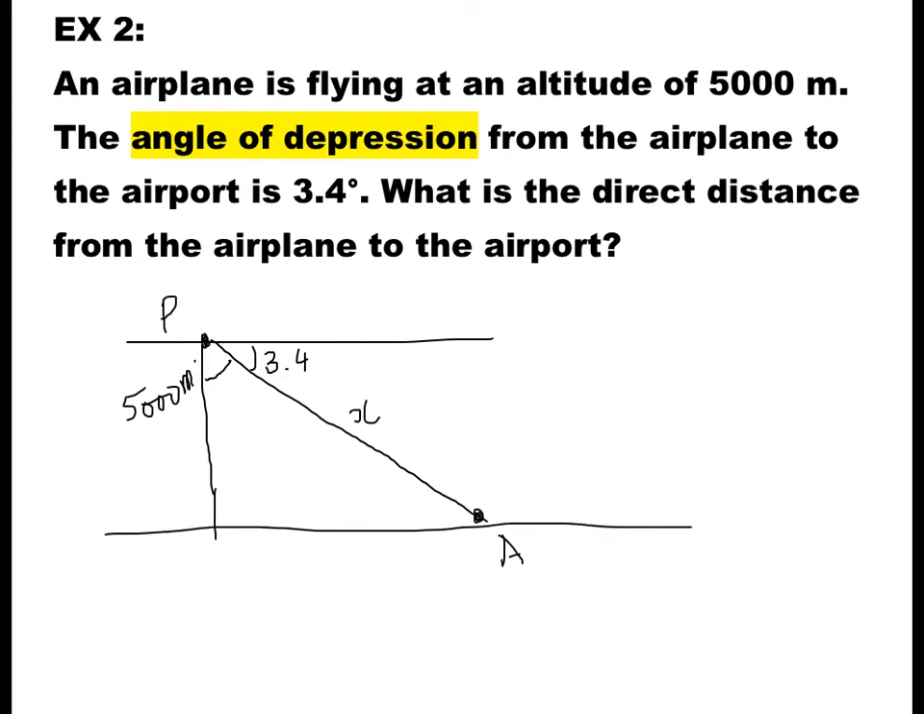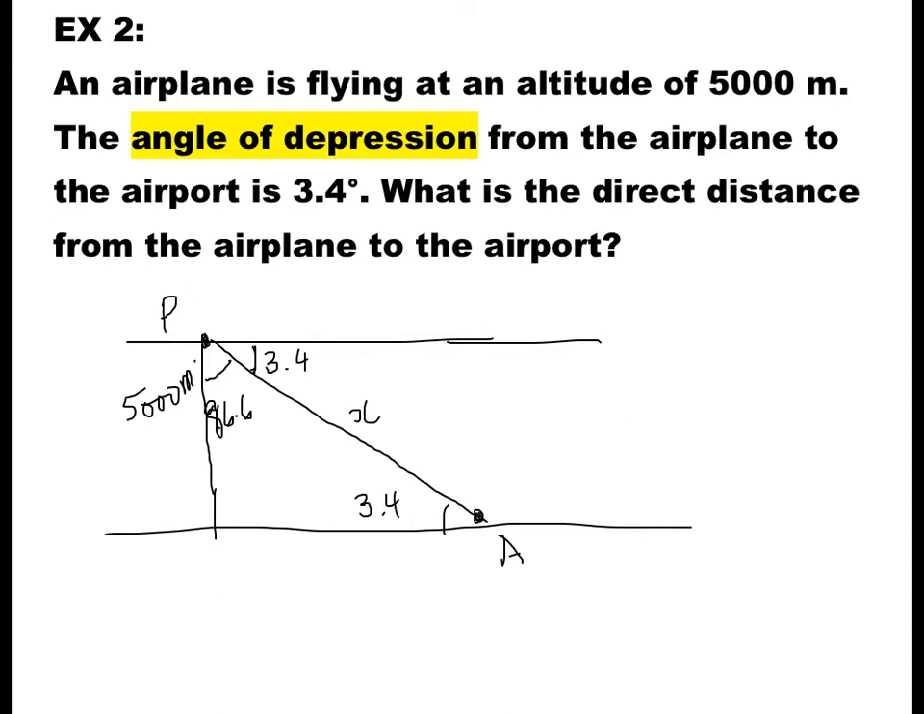If this is the horizon, this horizon is parallel to the ground. So if this angle is 3.4, how much is this angle? 3.4, because of alternate angles, if you remember. Or you can say this angle is 86.6 degrees. Either way is correct. But let's go with 86.6.